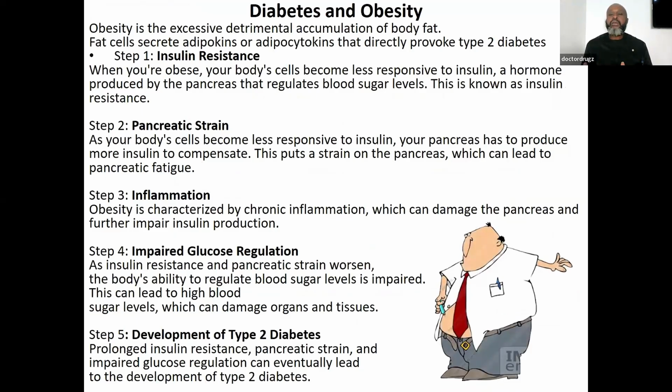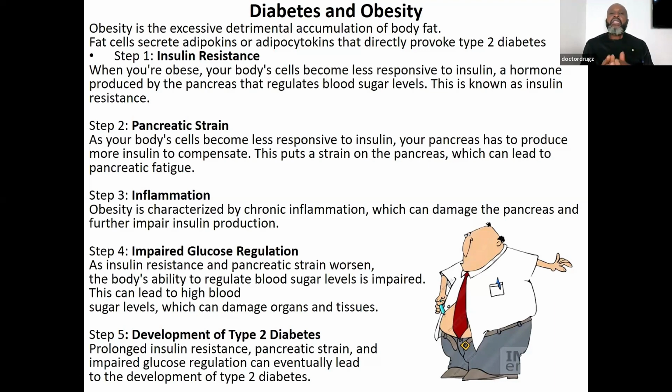Look at the bottom right part of my screen. You find some people just keep eating and wondering why they are having type 2 diabetes. The reason is this: obesity is excessive detrimental accumulation of body fat, and fat cells secrete adipokines or adipocytokines that directly provoke type 2 diabetes. That is just the truth. That's why about 60% or more of patients that have type 2 diabetes are obese. So we'll be talking more about type 2 diabetes because we know that type 1 diabetes has no cure except one takes insulin directly from outside sources.